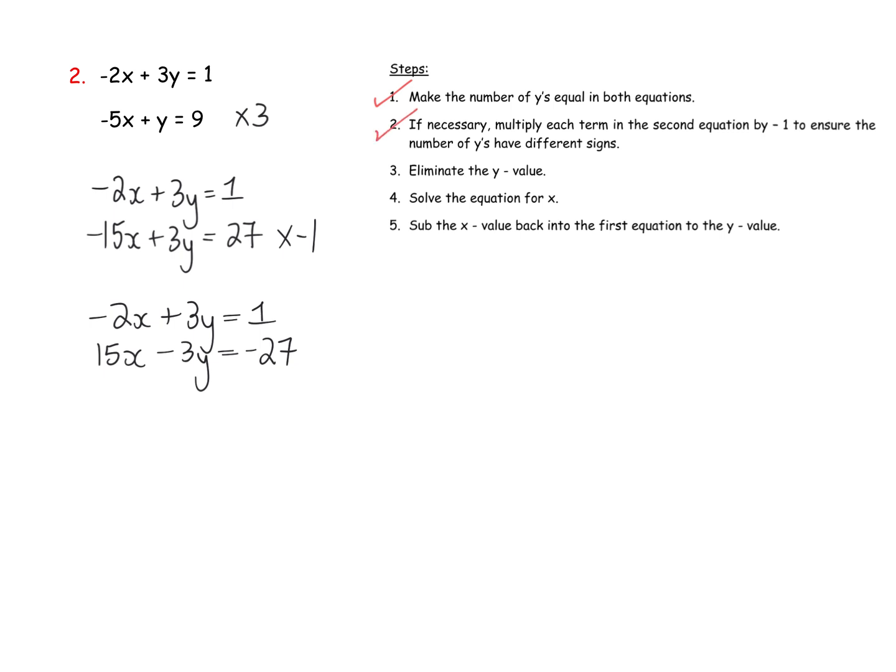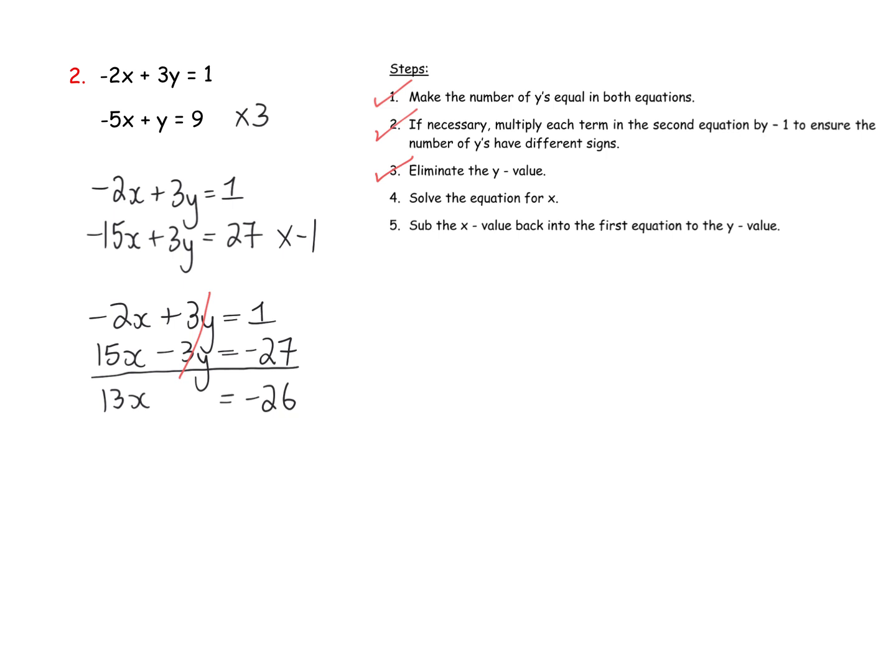Step 3 then, we need to eliminate the y values. So we have minus 2x plus 15x, which gives us 13x. And we have 3y minus 3y, which gives us 0y. We don't need to write that. And we have minus 27 plus 1, which will give us minus 26. Then we've done step 3, so we've eliminated the y value.